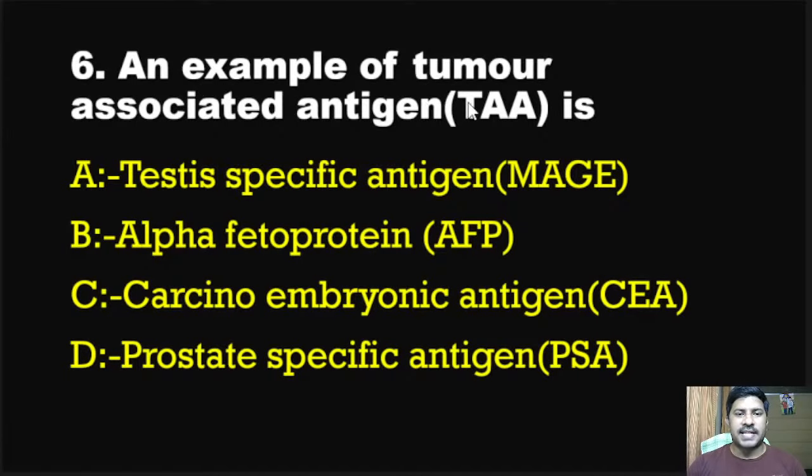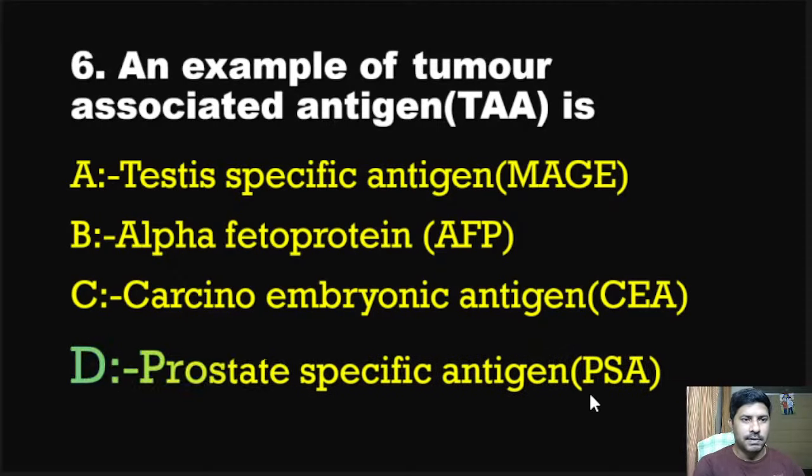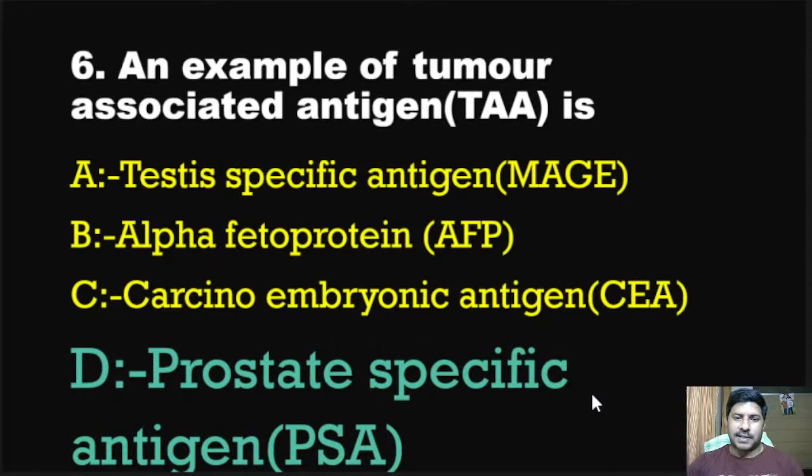Sixth question. An example of tumor-associated antigen is: testis specific antigen or MAGE, alpha fetoprotein or AFP, carcinoembryonic antigen or CEA, prostate specific antigen or PSA. Correct answer here is prostate specific antigen or PSA.